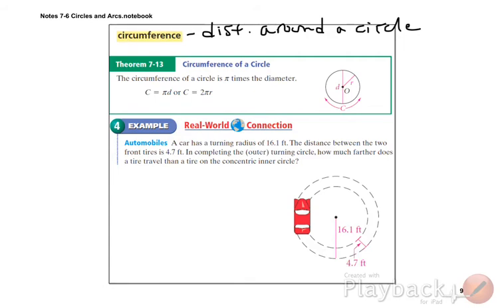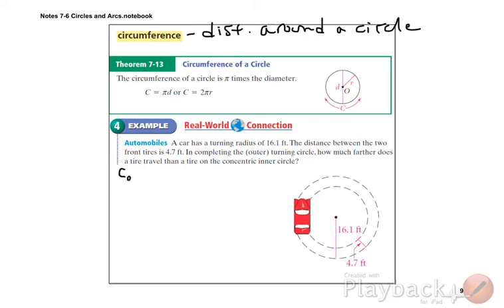Alright? This example, we have an automobile car's turning radius is 16.1 feet, and that's labeled on our diagram. And it says the distance between the two front tires is 4.7 feet. And that's represented right there. In completing the outer turning circle, how much farther does the tire travel than the tire on the concentric inner circle? Alright, so my plan of attack here is first I'm going to find the circumference of the outside circle.